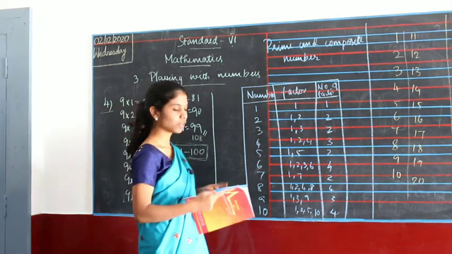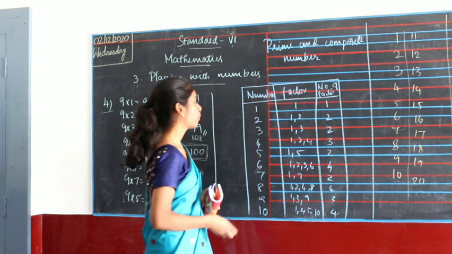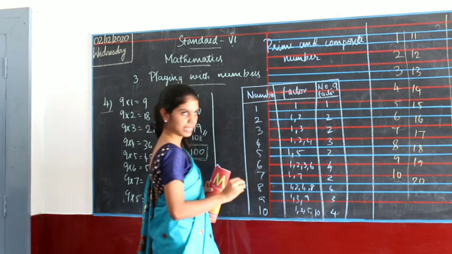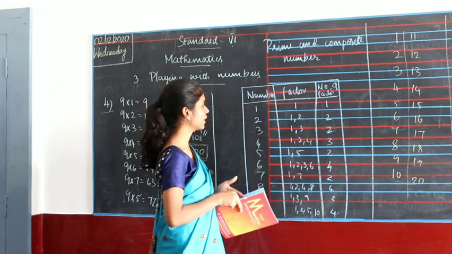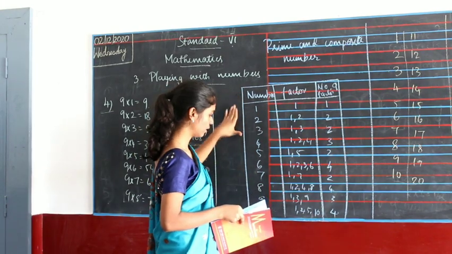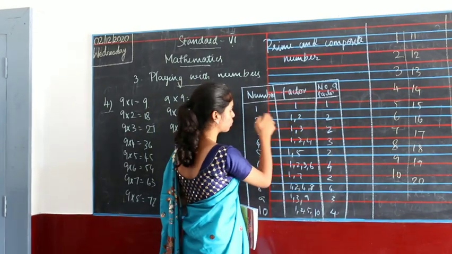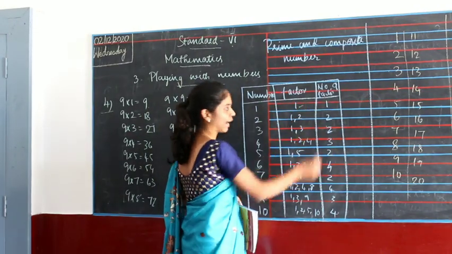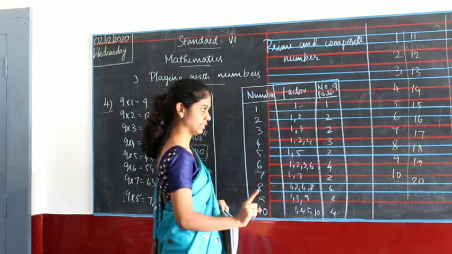Now we are going to see prime numbers and composite numbers. Before that, we are going to see the numbers and their factors. Here you are seeing the numbers from 1 to 10 and their factors. For 1, there is only one factor, which is 1 itself.